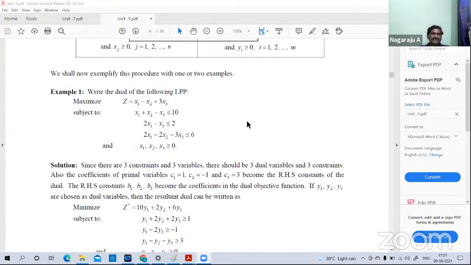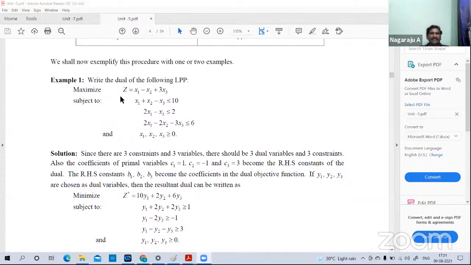Now I am taking one example to write into the dual form. Dual form means first the objective function: see here, 1 w1 or 1 y1. First I am writing the objective function. All are less than or equal to. All are positive only, so there is no issue.